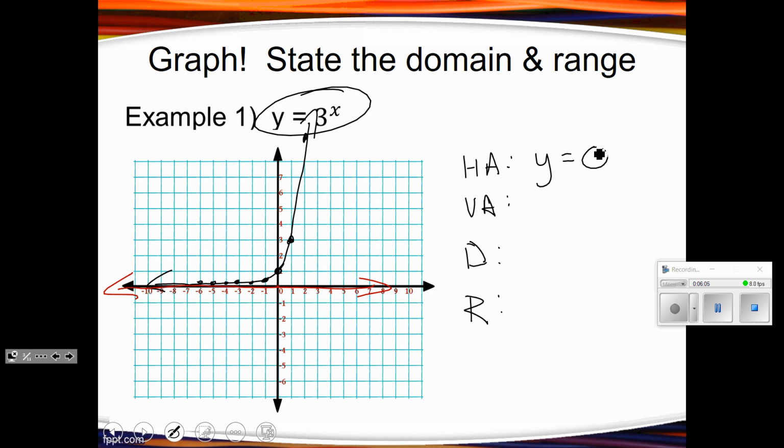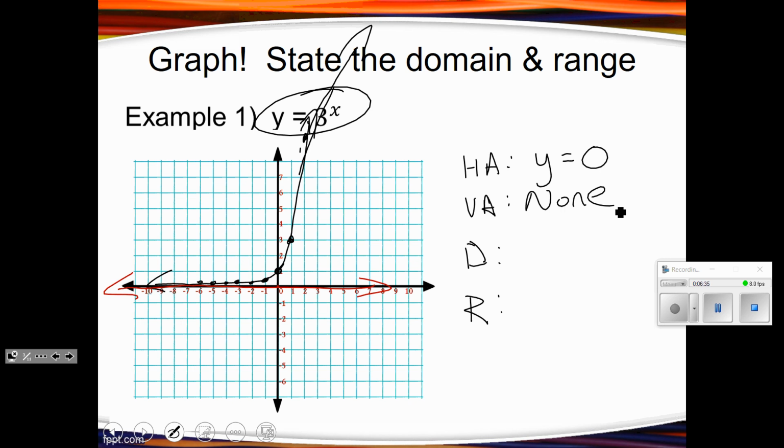Okay? Do we have a vertical asymptote? Is there an asymptote that goes up and down? Like, is he approaching a vertical asymptote? I'm going to tell you no. When you draw this, you need to make sure that you draw it so it keeps going out and out and out. Exponential functions do not have vertical asymptotes. Okay, so I'm going to say none. They only have horizontals. Exponential has horizontal asymptotes.